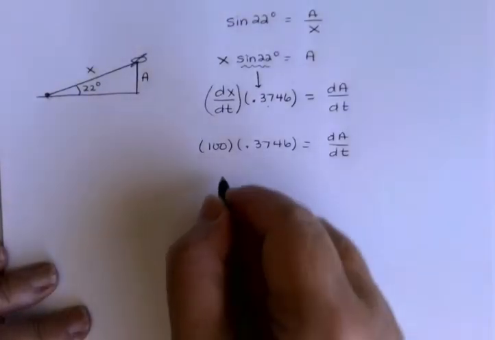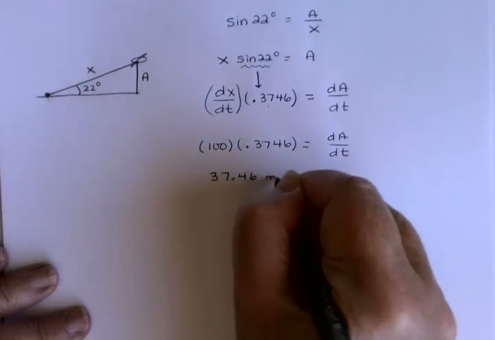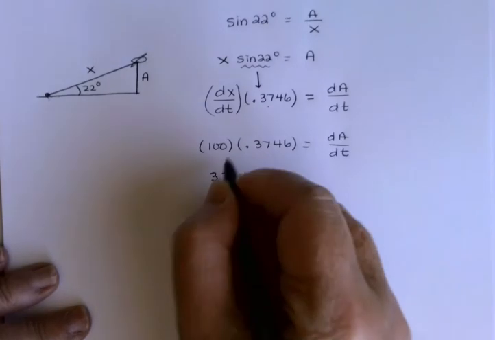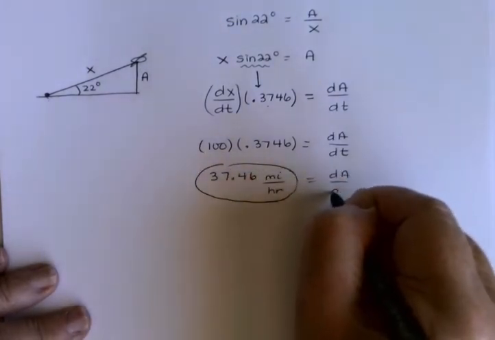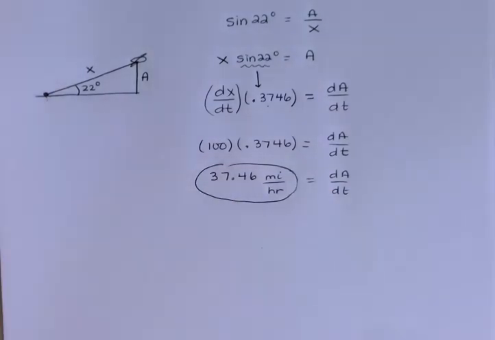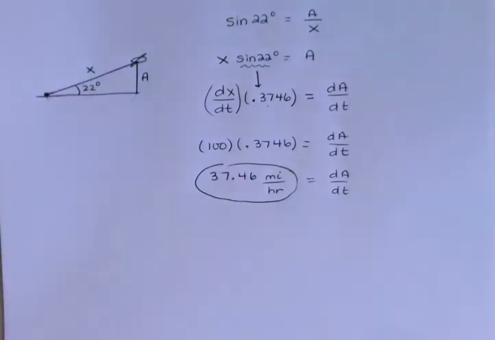So let's see here. That's going to be 37.46 miles per hour. So the plane is going up, straight up, at the rate of 37.46 miles per hour as it rises on that angle.